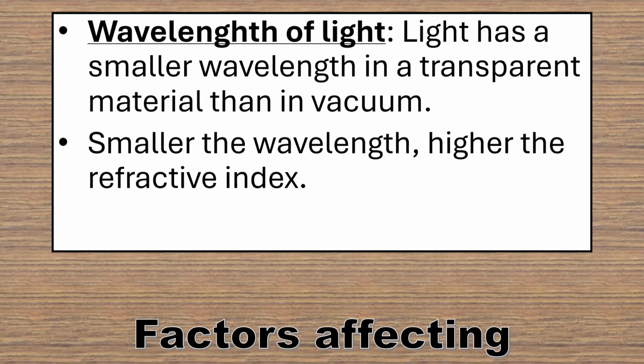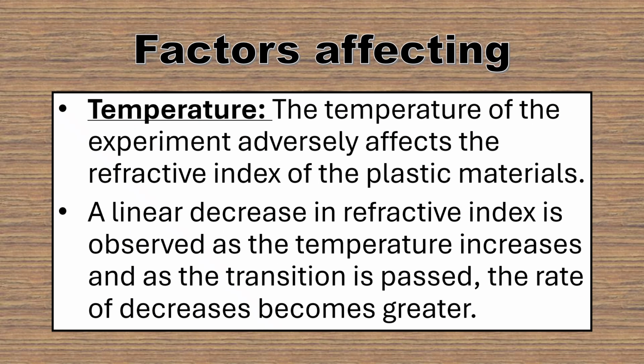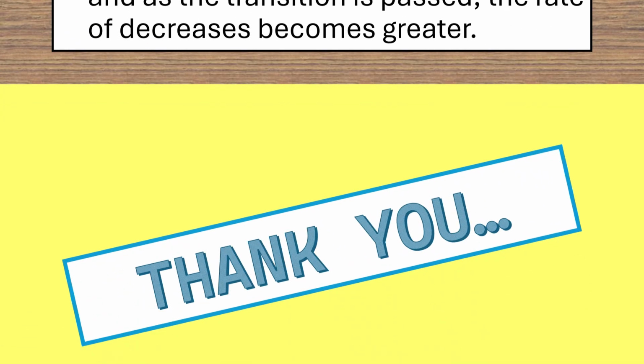Then temperature. The temperature of the experiment adversely affects the refractive index of the plastic materials. A linear decrease in refractive index is observed as the temperature increases, and as the transition is passed, the rate of decrease becomes greater. In short, a higher refractive index means more light bending and thinner lenses.